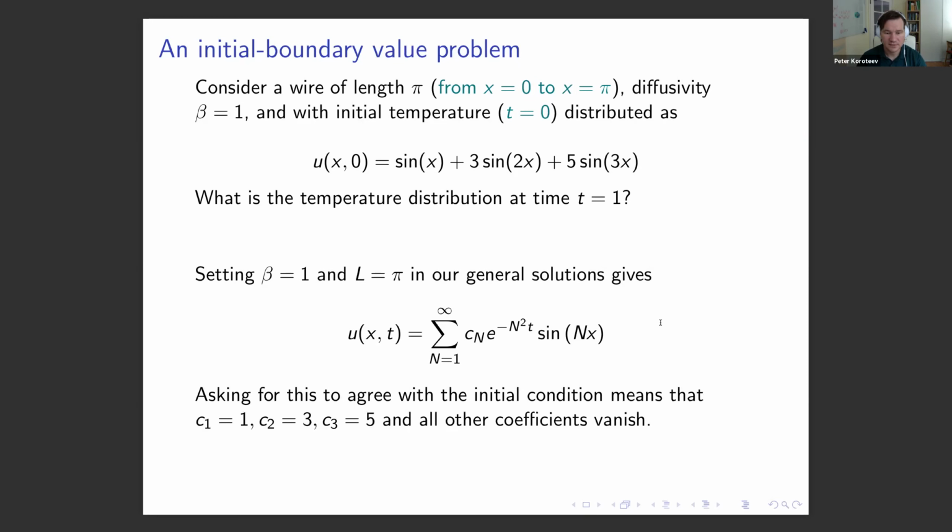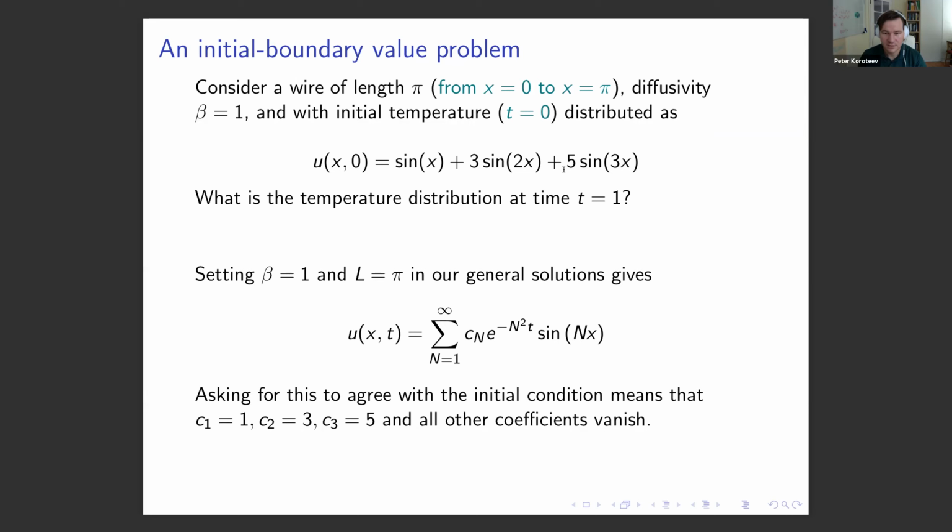And we can ask for this to agree with the initial condition over here. So this function at t equals 0 should give us this expression over here. And we immediately see that this implies that coefficient C1 is equal to 1, C2 is equal to 3, and C3 should be equal to 5, and all other coefficients must vanish because there are no higher sine functions in the initial condition.